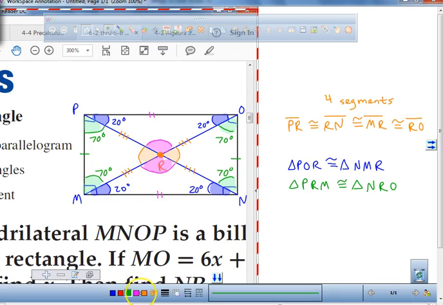What has to be the orange angle? The 70 and 70 and one orange angle have to add up to 180. Yeah, that's got to be a 40. And that's got to be a 40. Okay? If that's a 20 and that's a 20, that has to be 140.